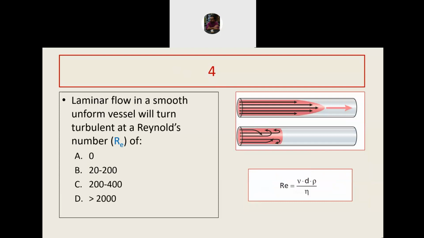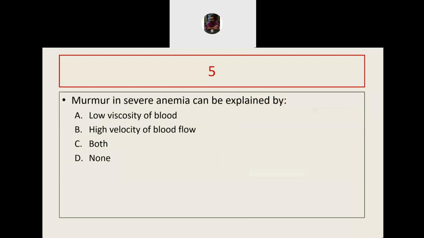The fifth and the last question of this section. Murmur in severe anemia can be explained by A. Low viscosity of blood, B. High velocity of blood flow, C. Both, and D. None.